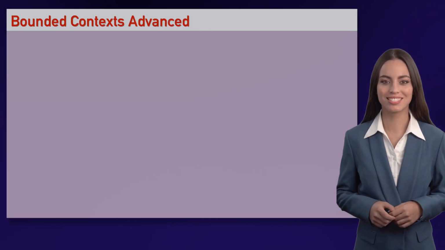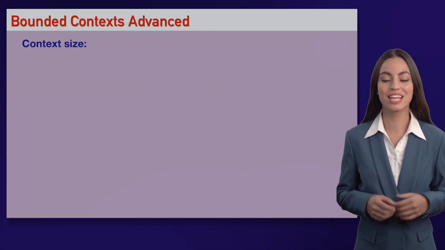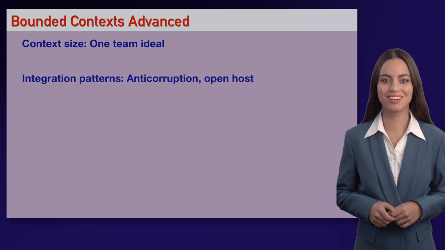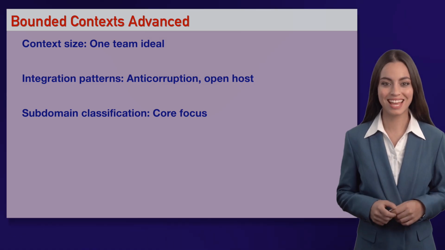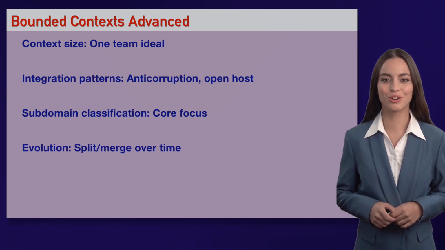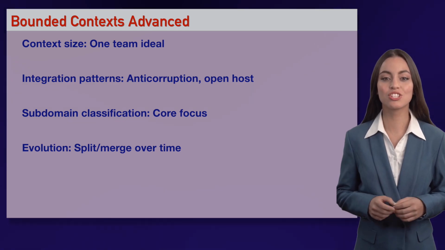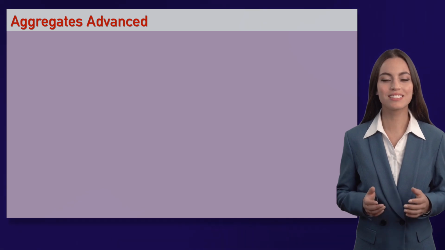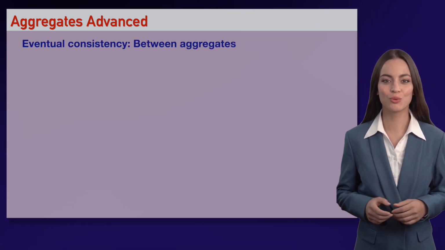Advanced bounded contexts. Aim for a context size that one team can own for autonomy. Use integration patterns like anti-corruption layer or open host service for safe communication. Classify subdomains to focus effort on core. Allow contexts to evolve by splitting or merging as domain understanding grows. Advanced aggregates. Handle consistency between aggregates with eventual consistency and sagas for orchestration.